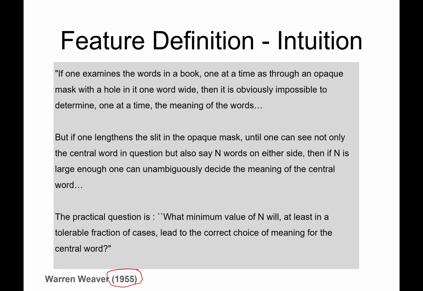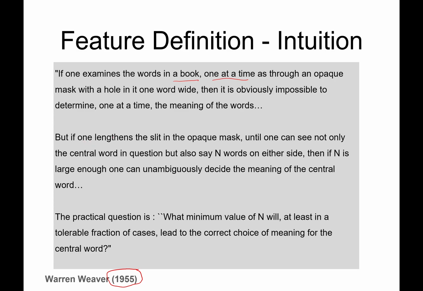It says, if one examines the words in a book one at a time, as though through an opaque mask with a hole in it, one word wide, then it's obviously impossible to determine one at a time the meaning of the words. So you have this little hole where you can see only one word at a time. And when you see the word, you can't really tell what is the sense of this word because you can't see the context. That's what he's trying to say.